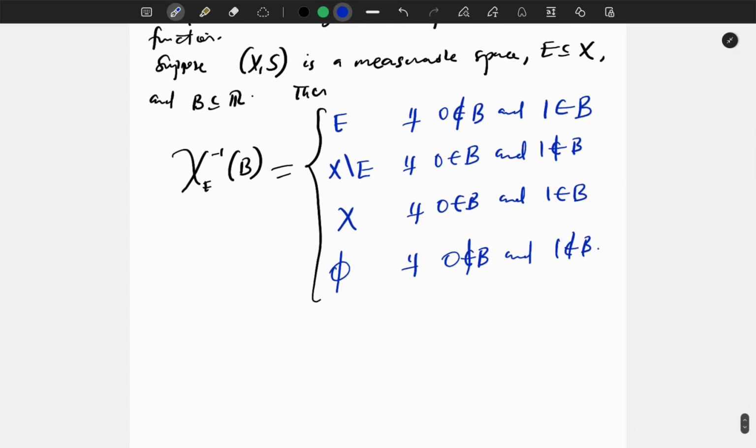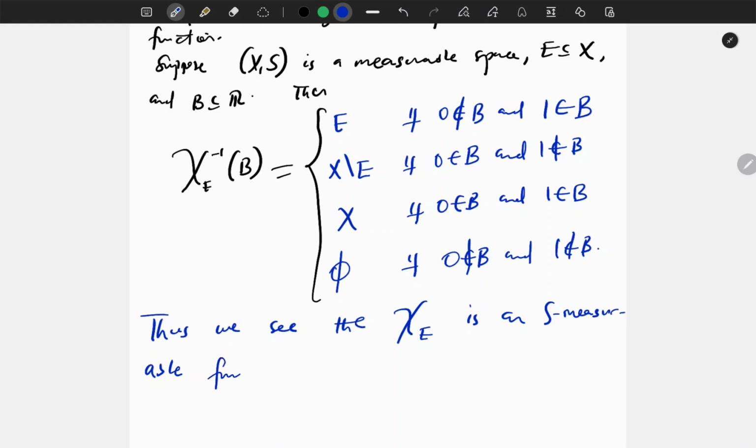So then we see that our characteristic function will only be an X measurable function if and only if E is an element of our sigma algebra X on X.